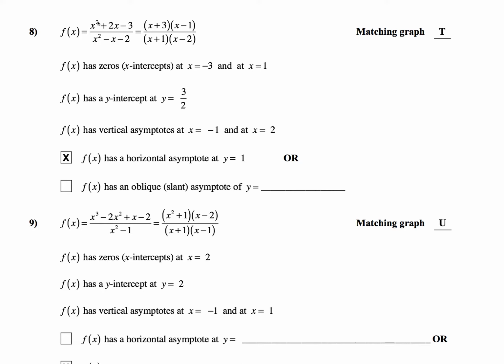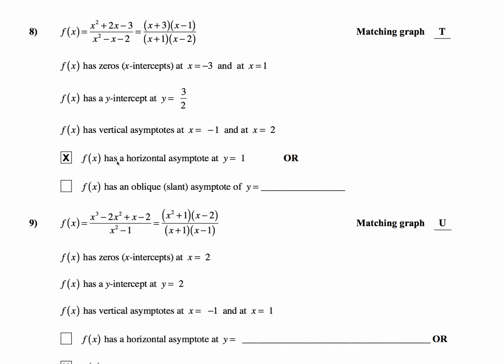And because the degrees of both numerator and denominator are equal, there is a horizontal asymptote, and we determine that by dividing the leading coefficient of the numerator by the leading coefficient of the denominator. So that's 1 over 1, which is just, of course, 1. Now, you notice it says or. Or, this graph would have an oblique asymptote. So it's got to have one or the other, but it can't have both.